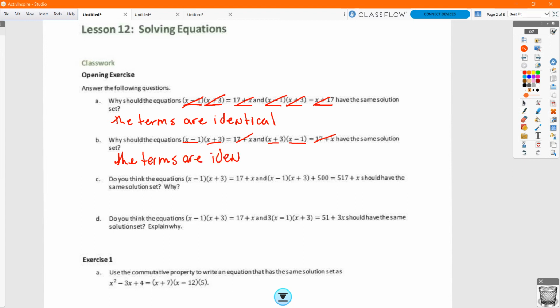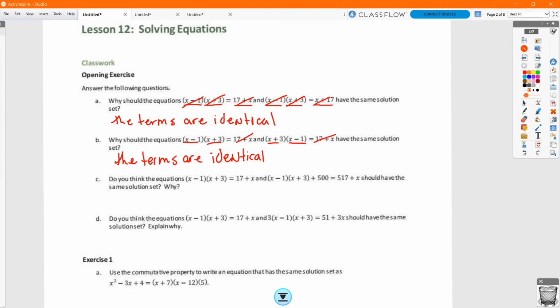Okay, so let's take a look at C. Do you think the equations x minus 1 times x plus 3 equals 17 plus x and x minus 1 times x plus 3 plus 500 equals 517 plus x should have the same solution set, and why?